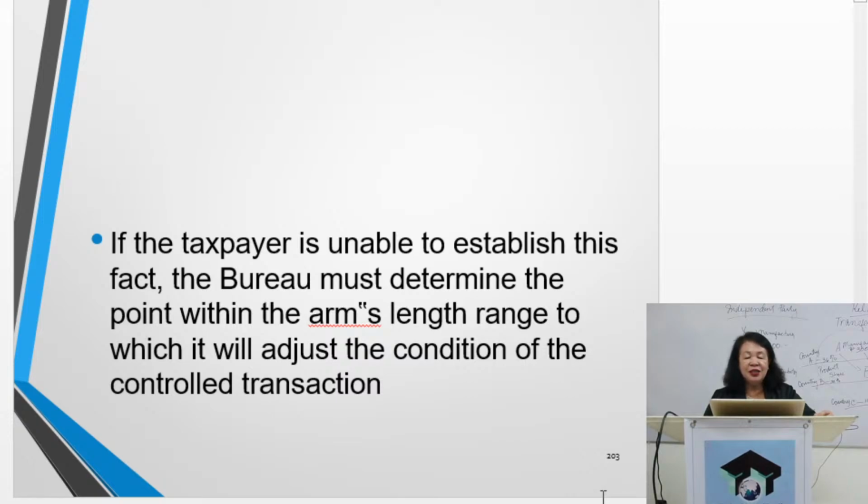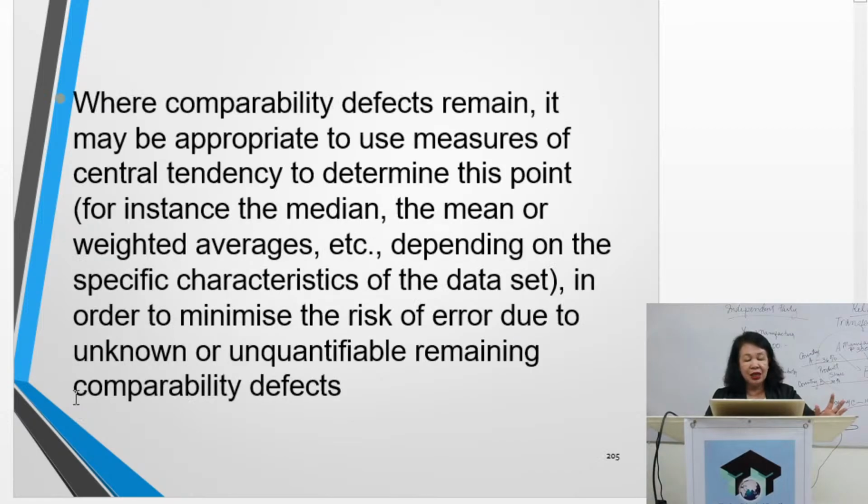So, in determining this point, where the range comprises results of relatively equal and high reliability, it could be argued that any point in the range satisfies the arm's length principle. No? So, yung mga, sabi dito, any point in the range satisfy the arm's length principle. So, dapat at any point, no? Kasi kung hindi, magkakaroon ng adjustment. No? So, where comparability defects remain, halimbawa, nag-adjust ka na, pero defective pa rin, hindi pa talaga sila magkapareho, yung independent party at saka related party.